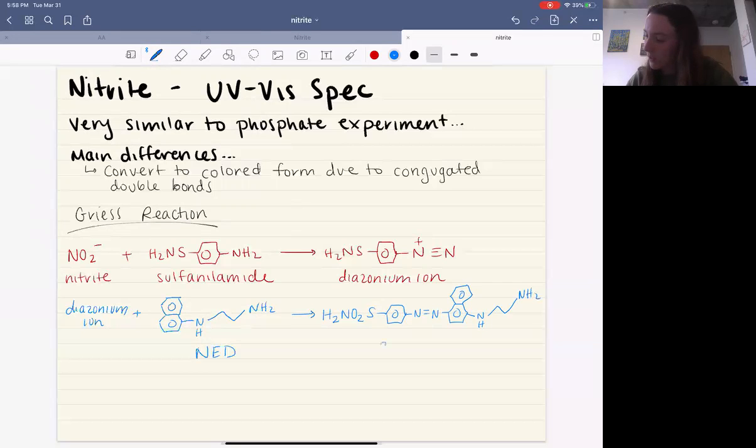Okay, this product is an azo dye. It's called a dye because it is colored pink. One other thing to keep in mind in this procedure that's slightly different than the last one is that this is now a two-step reaction. So you need to make sure that you allow the first step of the reaction to go to completion before you add the second reactant, the NED. So when you do your time determination, keep that in mind.